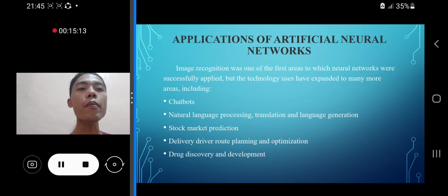And now we'll tackle the applications of artificial neural networks. Image recognition was one of the first areas to which neural networks were successfully applied, but the technology's uses have expanded to many more areas, including chatbots, natural language processing, translation and language generation, stock market prediction, delivery driver route planning and optimization, and drug discovery and development.